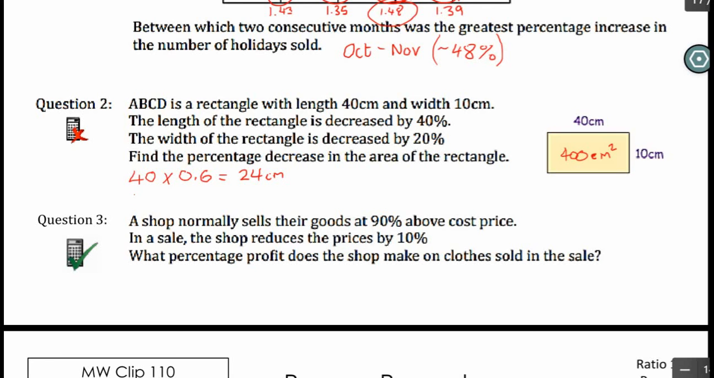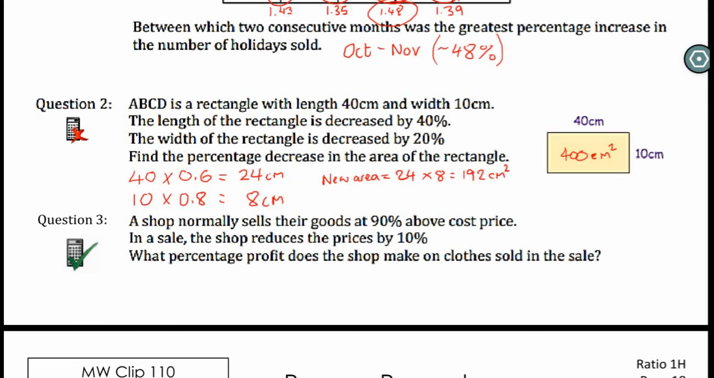The new width, to find that I need to do 10 times, now what multiplier would decrease something by 20%? That would be 0.8, because 80% will be left. And that will give me 8 centimeters. So the new area is 24 times 8. 12 times 8 is 96, so 24 times 8 is 192 square centimetres.